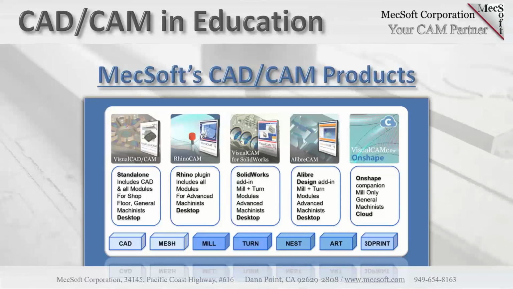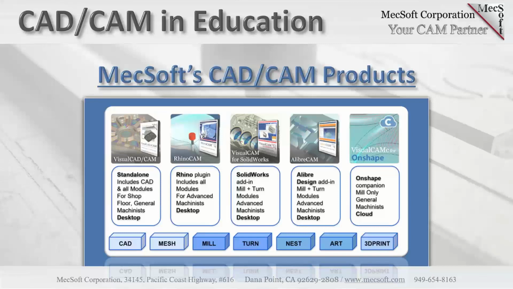And then finally, we have a companion product called Visual CAM C for Onshape. This is our latest foray into the cloud. This is a companion to Onshape. You might know that Onshape is also a parametric system, but it's completely cloud-based. So we came up with a product based on our Visual CAD CAM technology to run exclusively on the cloud. So that might be an option as well for some students who might be looking for an entry-level option for CAM.